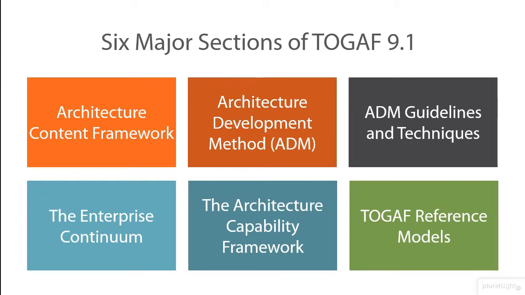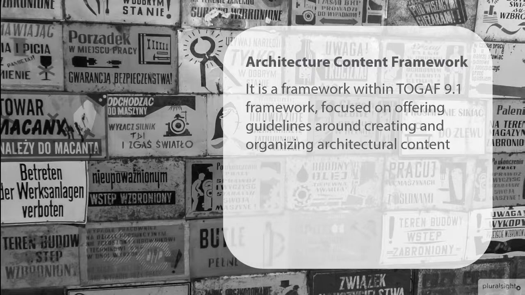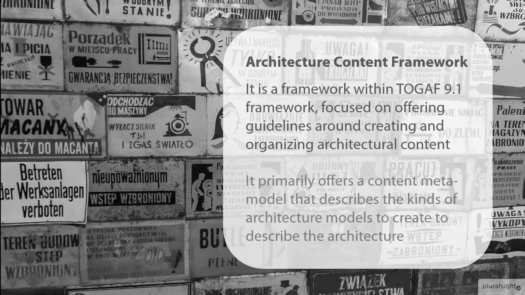So very briefly, Architecture Content Framework is a framework within the TOGAF framework which provides guidelines on creating and organizing architectural content. It primarily offers a content meta model, that is, a model that describes what kinds of architectural contents and models to create. We will be looking at this framework in detail in Module 8.